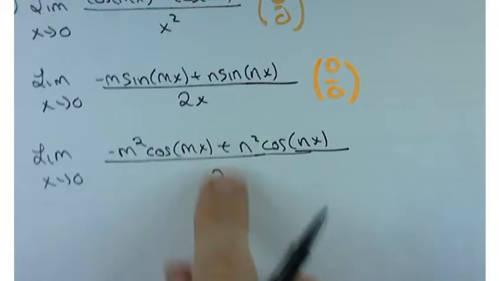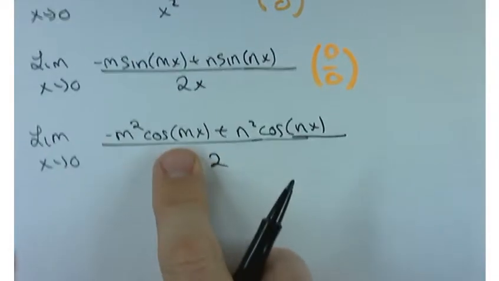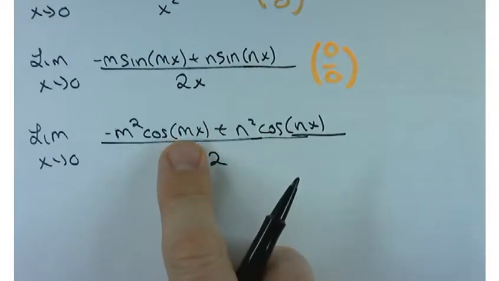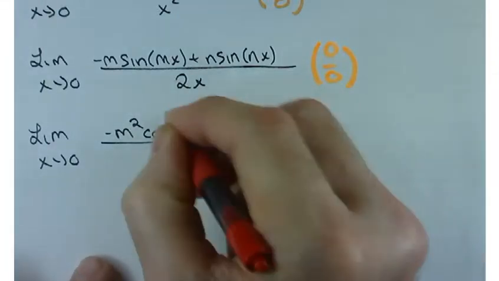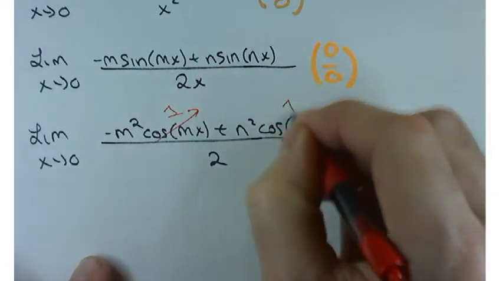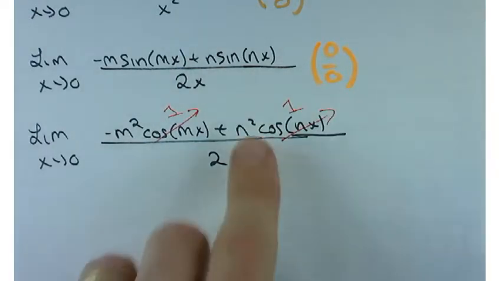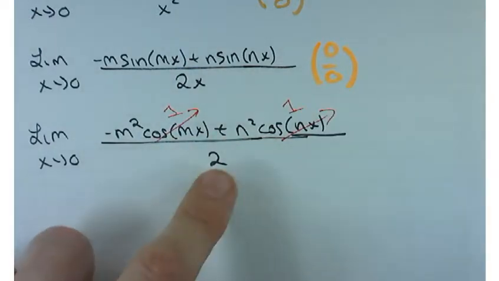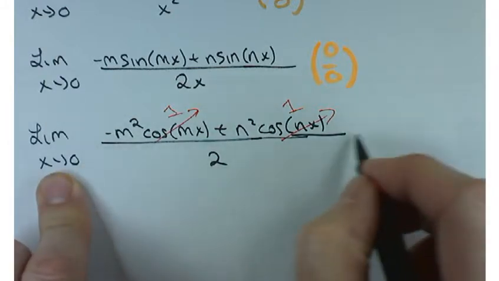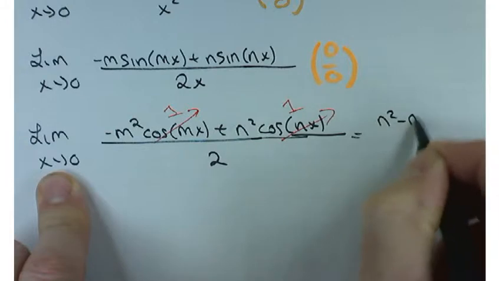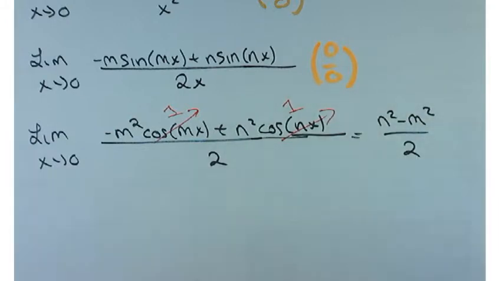Now what? What's a cosine of 0? So this is going to be a 1. That's going to be a 1. That's going to be a 1. So I'll be left with n squared minus m squared over 2, because all these other things are constant with respect to x. So n squared minus m squared over 2. Nice.